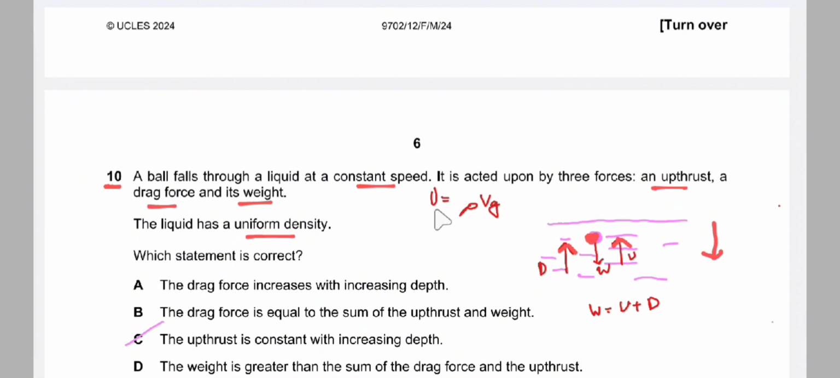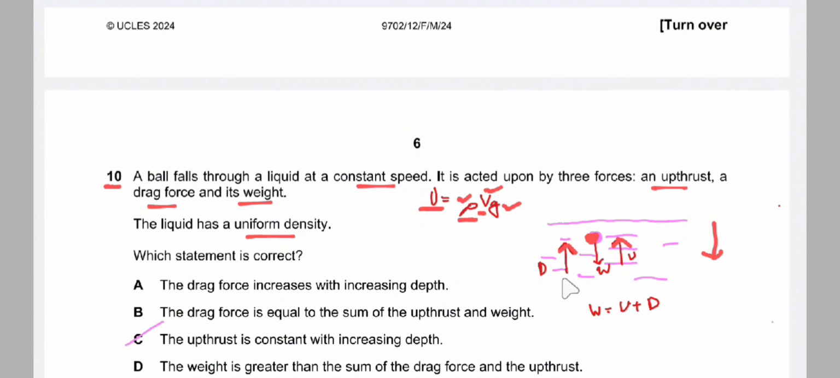Upthrust is equal to rho Vg, where rho is the density of the liquid, V is the volume of the object, and g is the gravitational field strength. The volume of the object is constant, the density of the liquid is constant, and the gravitational field strength, that is 9.81, is constant. Therefore upthrust is also constant. So upthrust is constant, weight is constant, and the weight is acting downward.